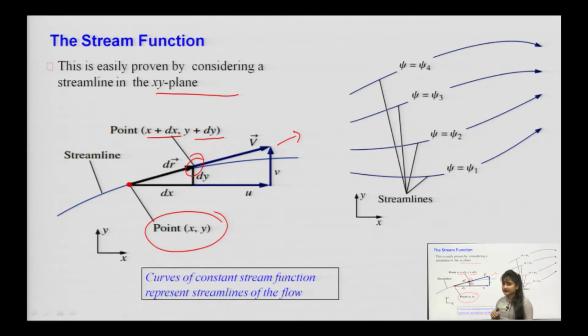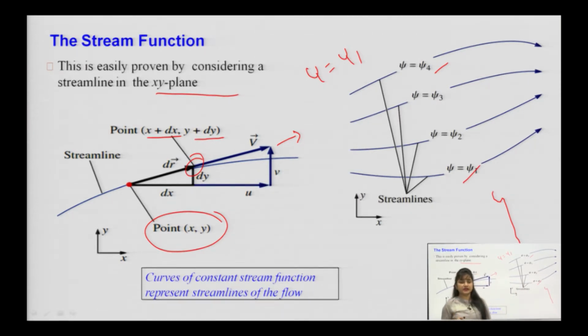Similarly, keeping psi constant, with psi 1, psi 2, psi 3 and psi 4, you get a number of curves with psi as constant, which are nothing but streamlines drawn with the help of stream functions. So, these are the curves of constant stream function which represent streamlines, and streamlines are nothing but imaginary lines which help us to calculate the velocity components in the x and y directions.